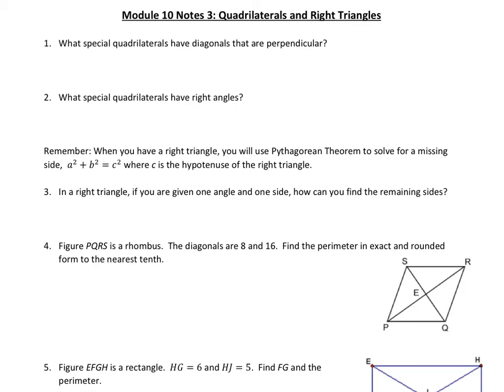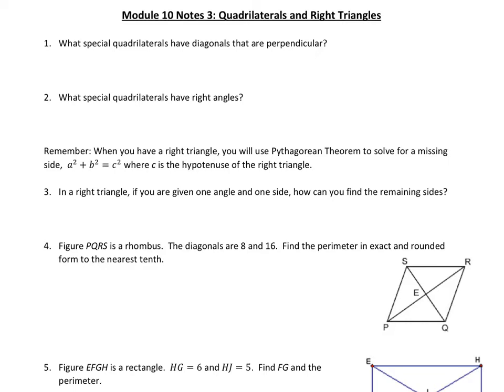We have already talked about quadrilaterals and the slopes of the sides to compare them to classify the type of quadrilateral that it is. And now we're going to talk about how right triangles are formed inside some of our quadrilaterals. And we're going to use some of our right triangle properties and trig and special right triangles to find missing sides or angles. So first off, what special quadrilaterals have diagonals that are perpendicular?